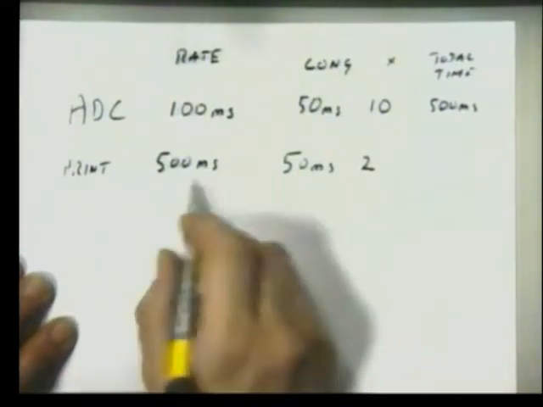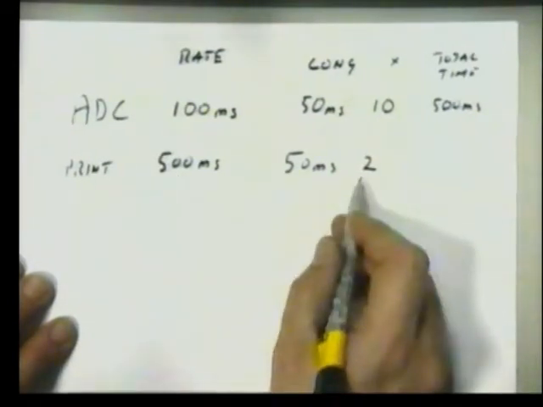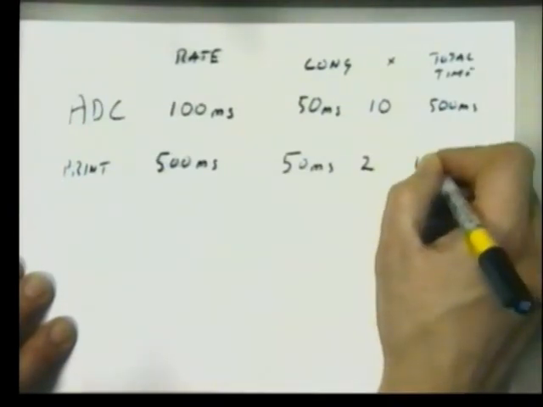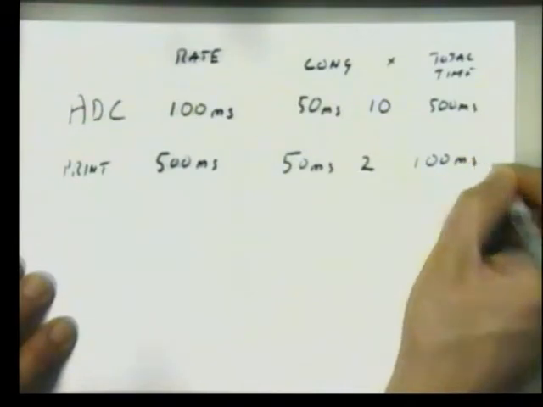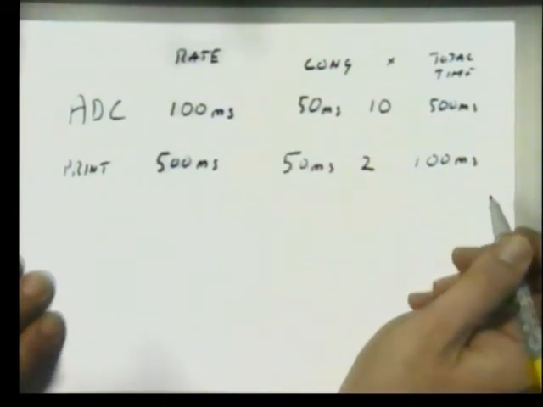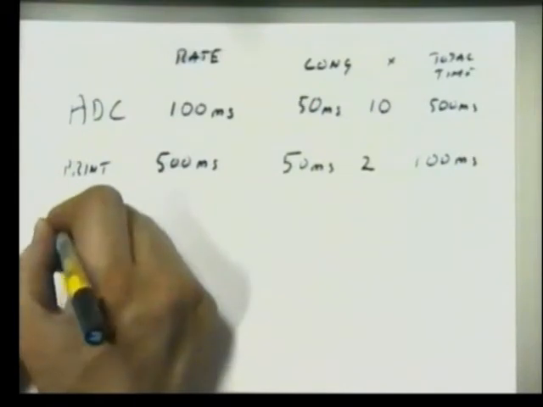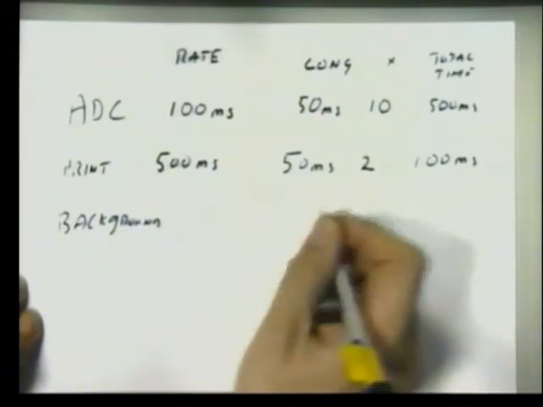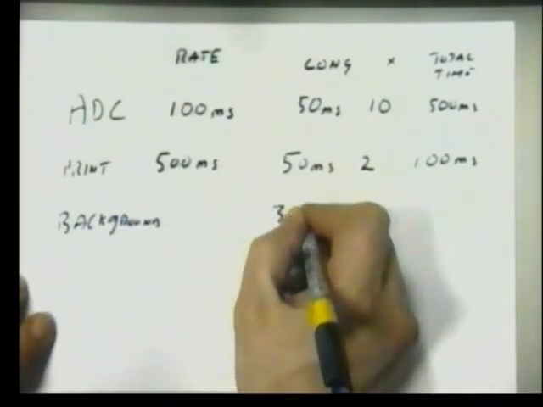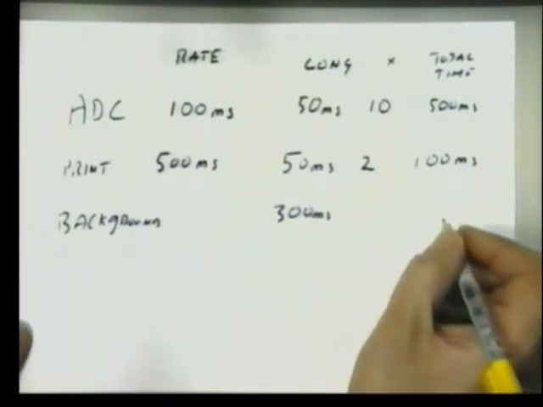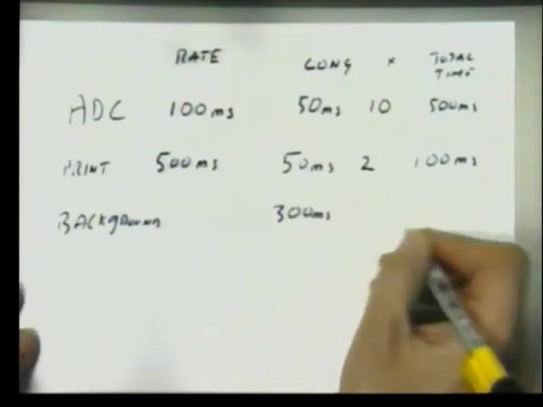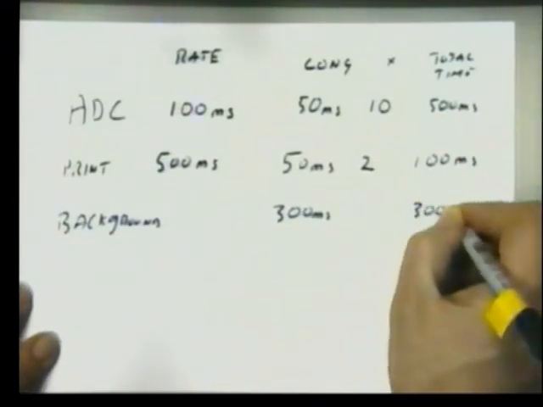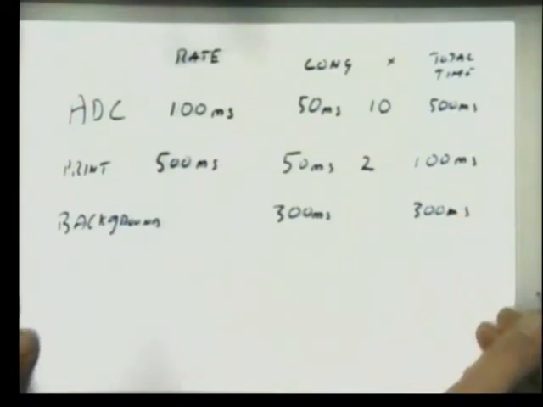What about the printer? Well, it happens every 500 milliseconds, that's twice a second. Its interrupt service routine is 50 milliseconds long, so 100 milliseconds of processing time has been devoted just to the print spooler. Let's assume we have a background process, and it takes 300 milliseconds to execute its functions in every second. Because for all background processes, you still need to calculate the time. So in a 1 second period, 300 milliseconds has been allocated.